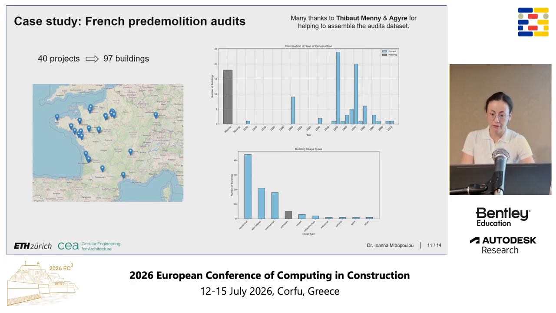We have a case study in France that consists of 40 projects that describe 97 buildings. Most of these buildings are built between the 50s and the 80s, and they mostly consist, sorry you cannot see it, but it's mostly residential buildings.